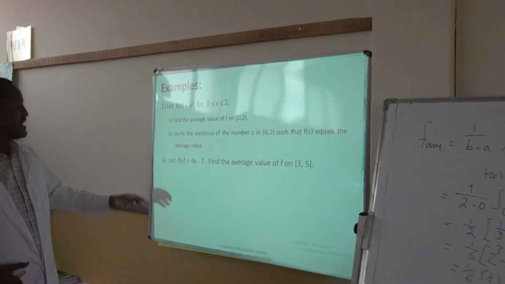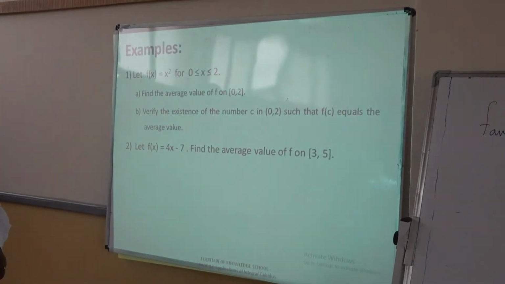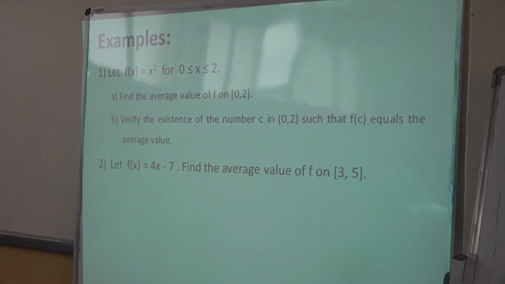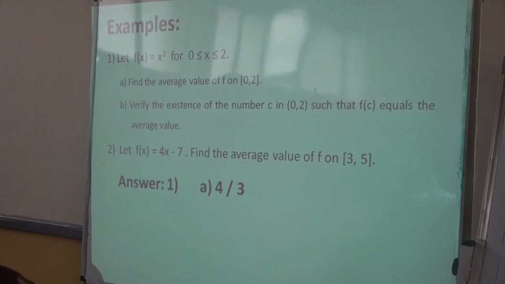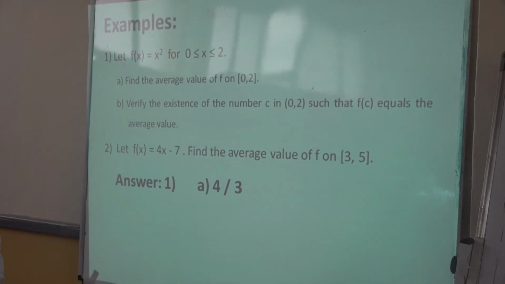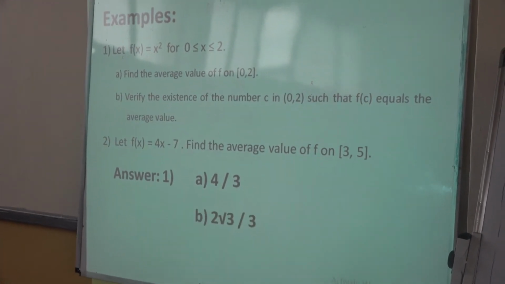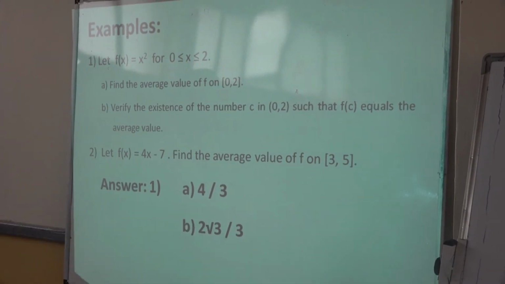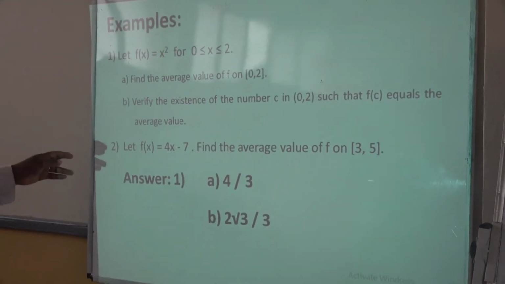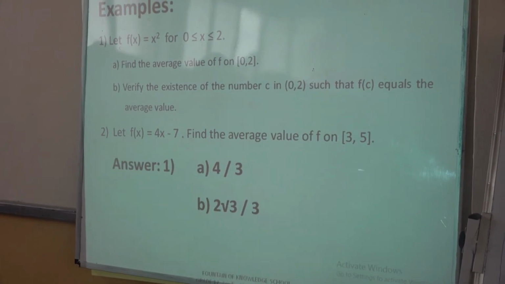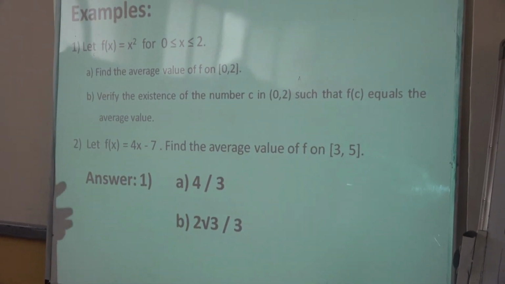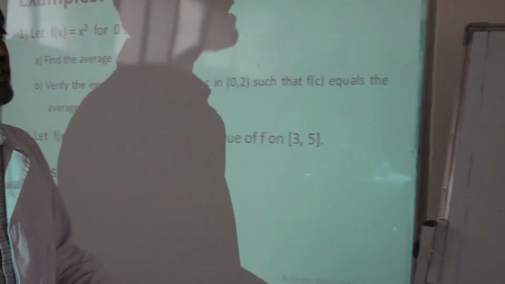The second example says, let f of x equals 4x minus 7. Let us see the answer for this one. Yes, the answer for A is 4 over 3, and the answer for B is 2 square root 3 over 3. Now question number 2, we have given a function, find the average value of this function on the closed interval 3, 5.